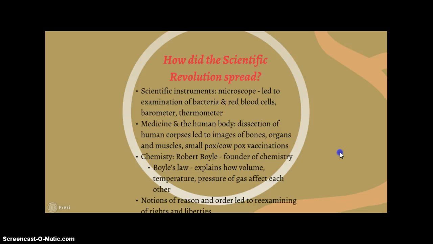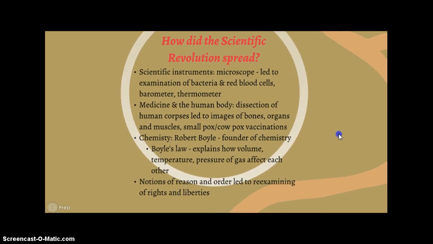So there were a number of advances in technology that helped spread the scientific revolution. One was scientific instruments like the microscope that led to the examination of bacteria and the first examining of red blood cells, a barometer that helped us better understand the weather, and a thermometer to better understand temperatures. In areas like medicine and the body, the first dissections of human corpses took place, which I know is kind of gross, but it gave us our first images of bones and organs and muscles. And also the smallpox and cowpox vaccinations were invented.